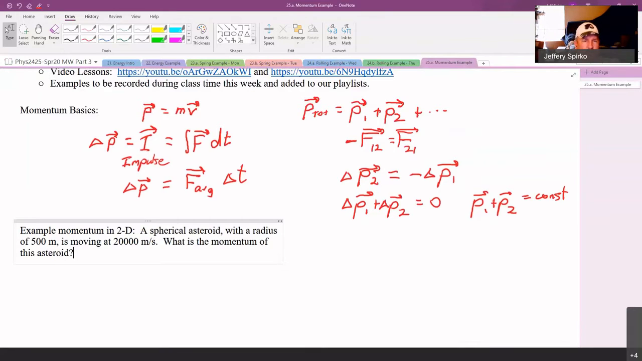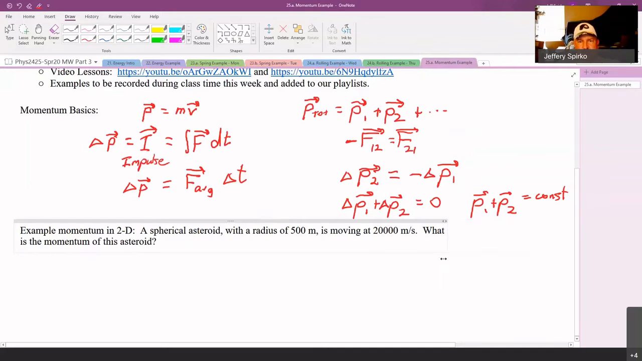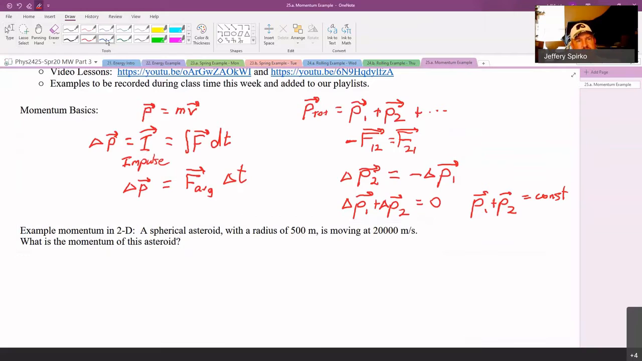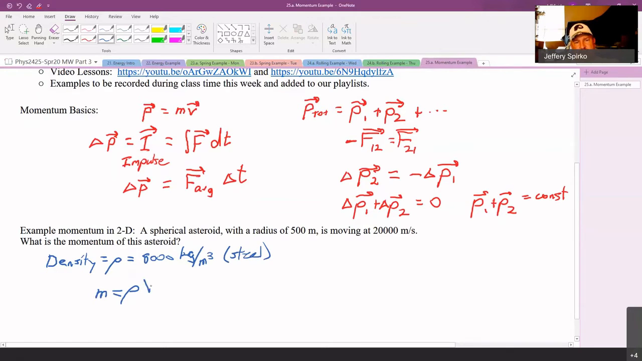So the first thing we could do is calculate the momentum of this asteroid. So let's assume that the density rho equals, let's go with 8,000 kilograms per meter cubed, which corresponds to iron and steel. So then the mass is rho V, 8,000 kilograms per meter cubed times the volume of a sphere. The volume of a sphere is 4/3 pi times the radius cubed.